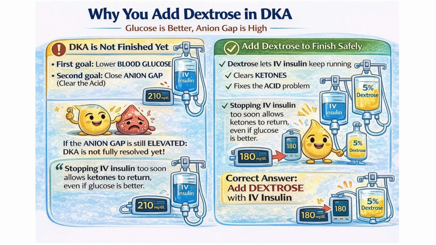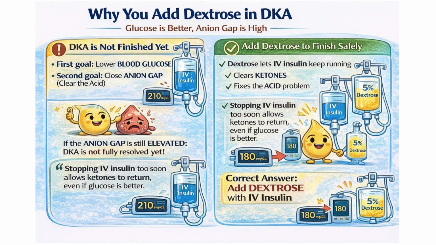In this situation, the blood glucose has dropped to 210. That looks better, but the anion gap is still high. A high anion gap means acid is still present in the blood. This tells us that DKA is not resolved yet. If insulin is stopped now, the body will start making ketones again. That can cause the acid problem to return.